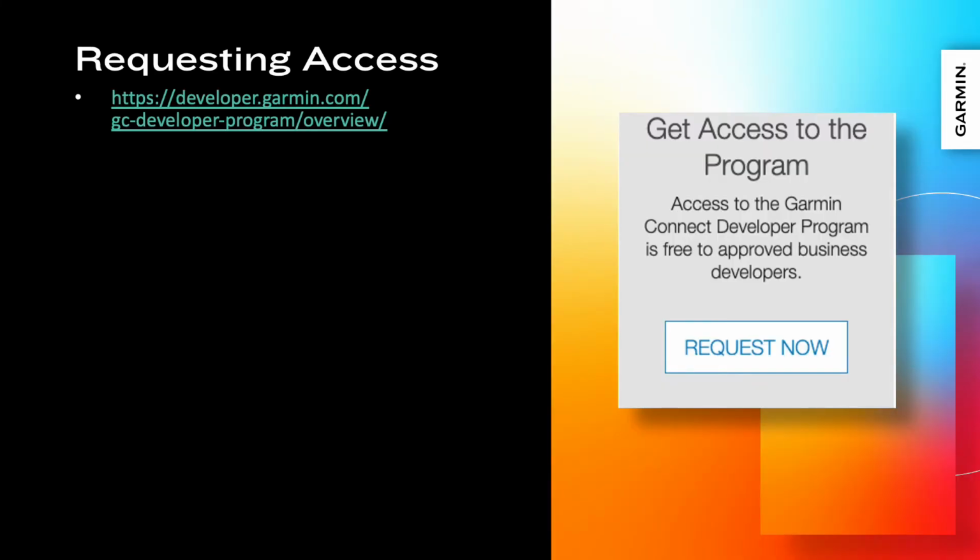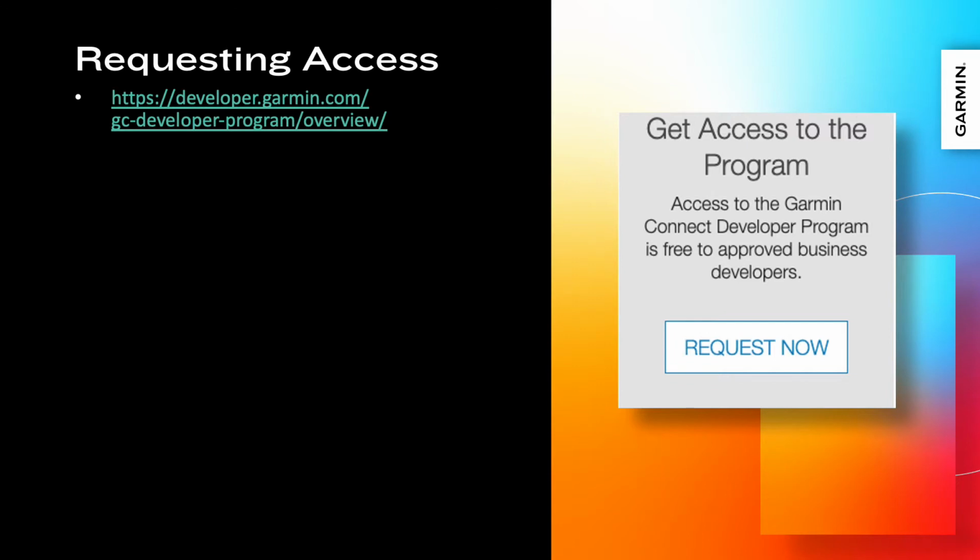How do you get access to the APIs? First off, access to the developer program is free to approved business partners. At this time, access to the APIs is not available for personal use. To request access to the developer program, you will need to fill out the application located at developer.garmin.com. On the main page, there is a link to the Garmin Connect Developer Program, and then look for the Request Now button.